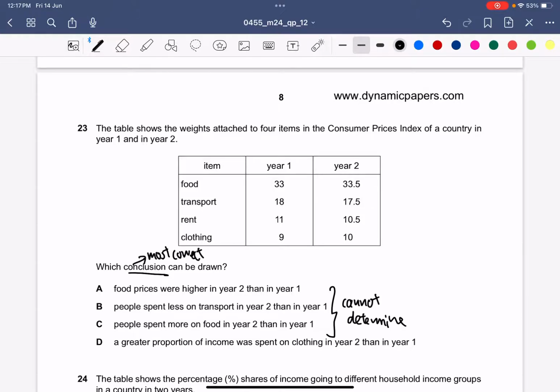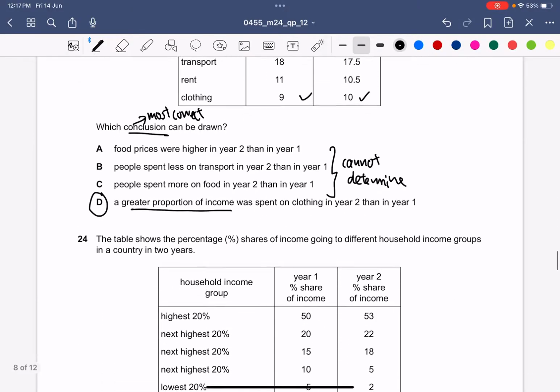A greater proportion of income was spent on clothing in year 2 than in year 1. Yes, you can say proportion of income. So in this kind of question, we see which one is the most correct one, and this is correct because in year 2 this is 10 and this is 9. So we can deduce the answer is D. Let's move on.